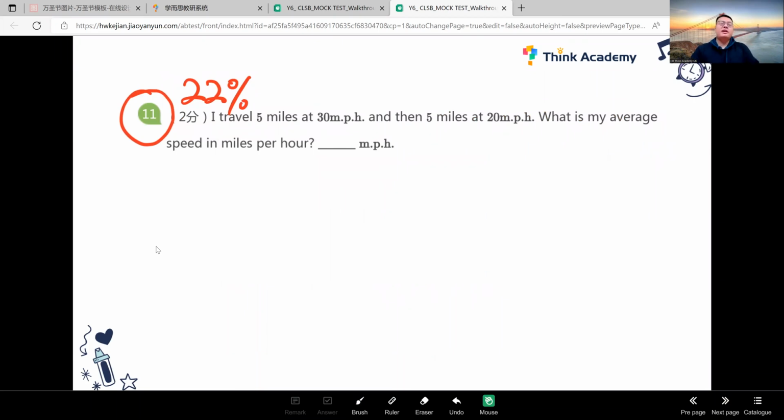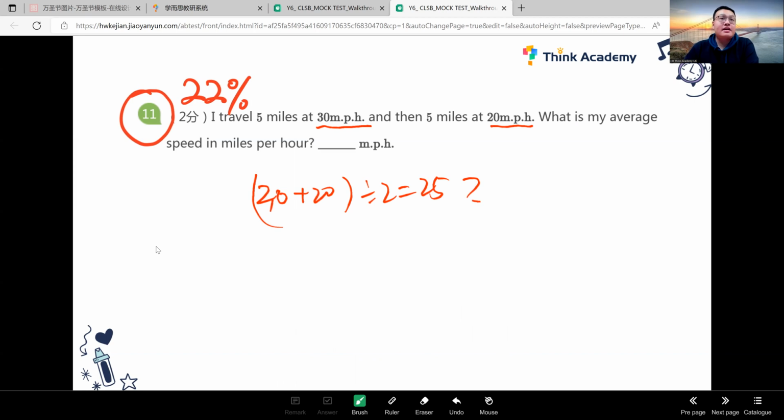So I guess this one will be a little bit hard for you. I travel 5 miles at 30 miles per hour and then 5 miles at 20 miles per hour. What is my average speed in miles per hour? Guys, you see, this is speed 1, this is speed 2. So can I do 30 plus 20 divided by 2, which gives me 25? Is that correct? What do you think? Can I do that?